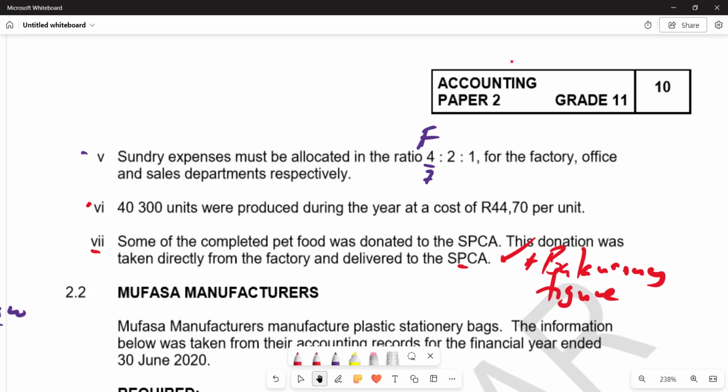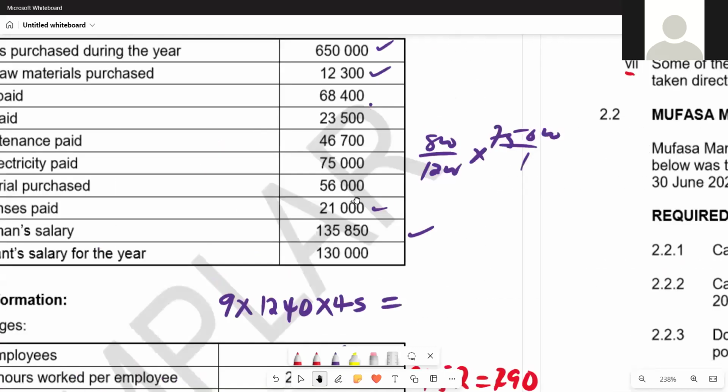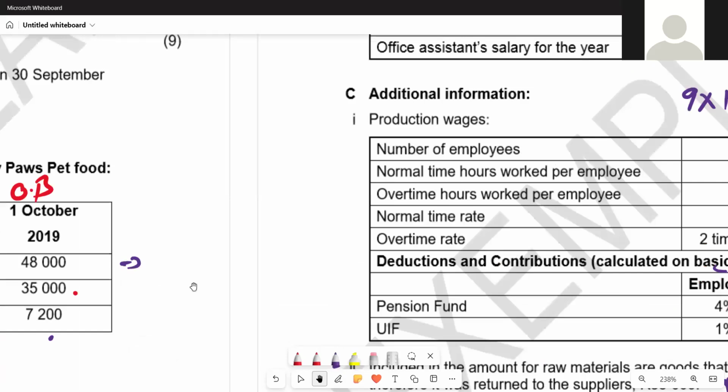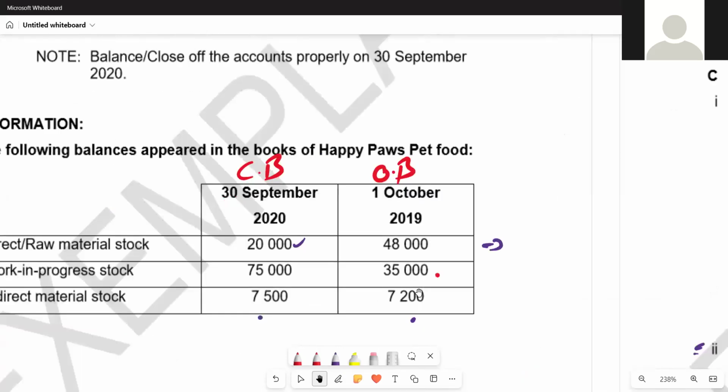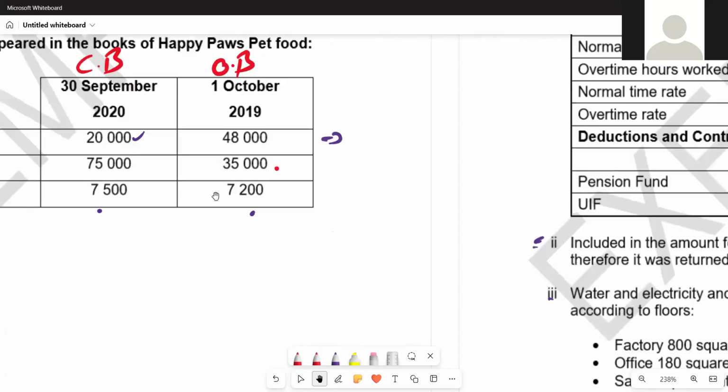So remember, we are supposed to find the figure that we have for the donation as a balancing figure. So what we are going to do is go to our balances at the beginning and see the closing balance that we have. The closing balance that we have for work in process stock is 75,000. So we can just go and put it there. Then the donation figure, we can always find as a balancing figure.